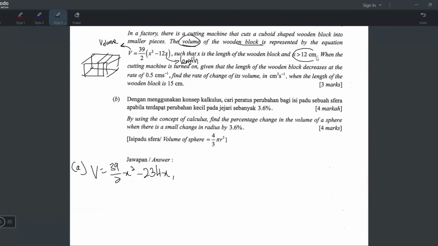And then suddenly they say x bigger than 12. Okay, I don't know why they mentioned that. Maybe it will be useful later. Yeah, maybe. But it's okay. The x bigger than 12 for now, we will just leave it first.